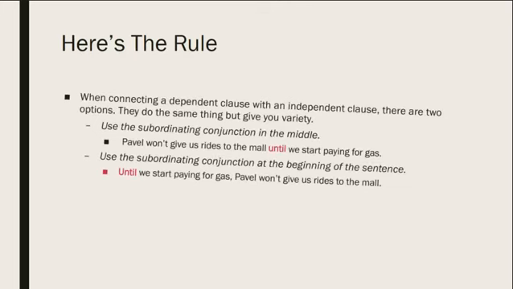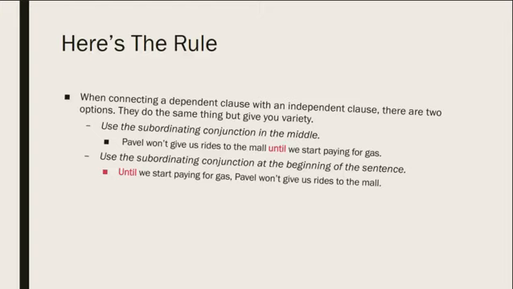So here's the rule. When you're taking a dependent clause and you're trying to connect it to an independent clause, you have two different ways of doing it. If you remember when we talked about coordinating conjunctions, we said you have 3 options to choose from. Here you've only really got the 2.